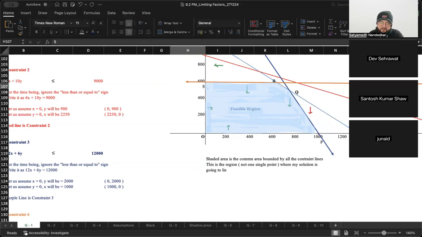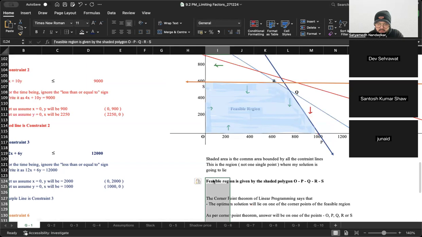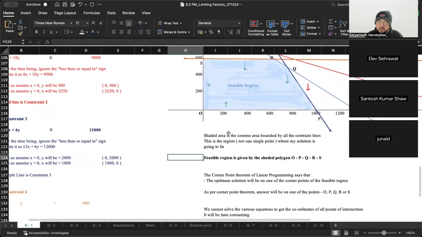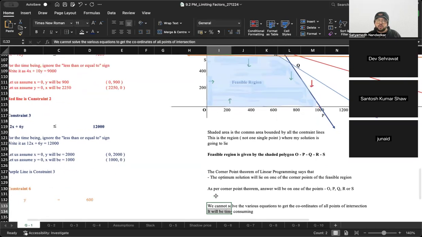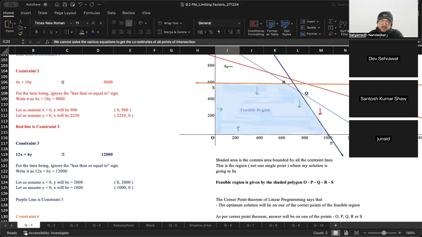There is a theorem in linear programming. Theorem is basically a law or a rule. What does the rule say? The rule says that if there is a bounded region in a linear programming situation, the corner point theorem says that the optimum solution will lie on one of the corner points and nowhere else. So answer will be O, P, Q, R or S. इनमें से एक point will be my answer. As per the corner point theorem, आंसर विल बी ऑन वन ऑफ द पॉइंट्स O, P, Q, R और S.